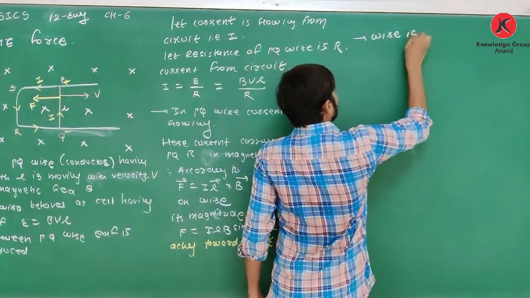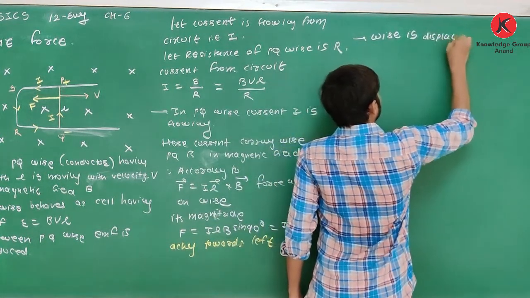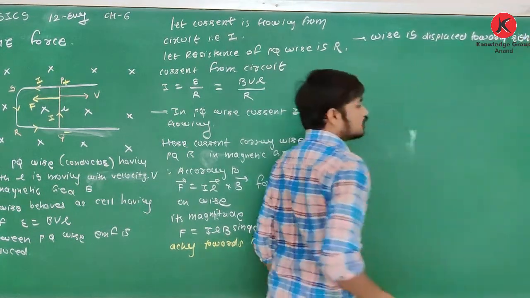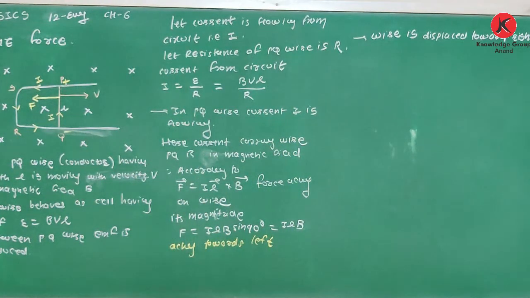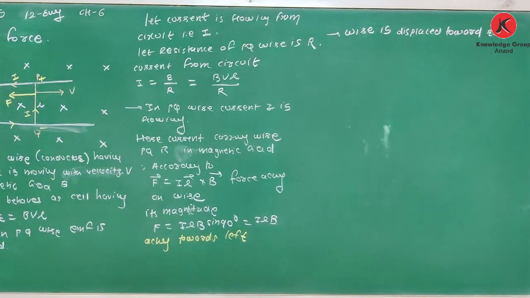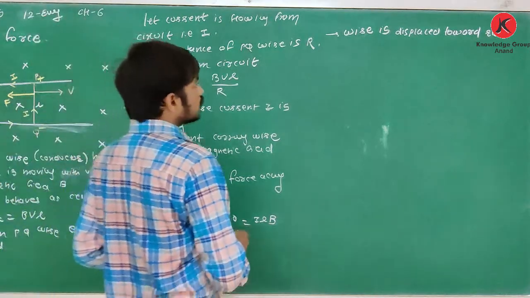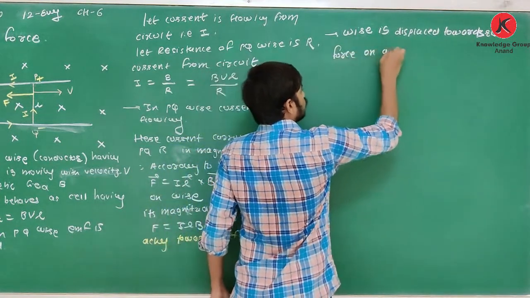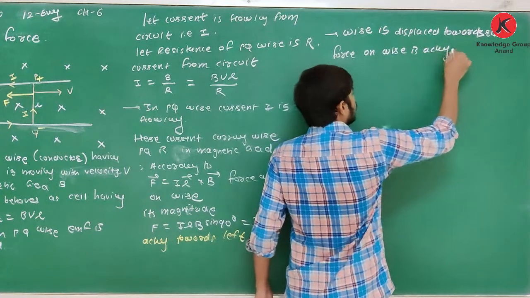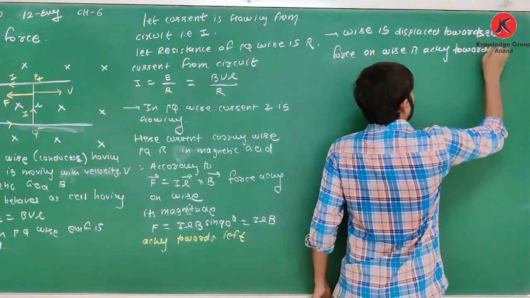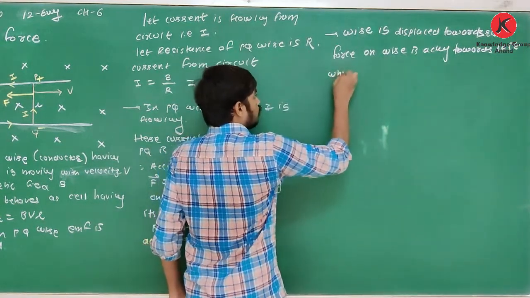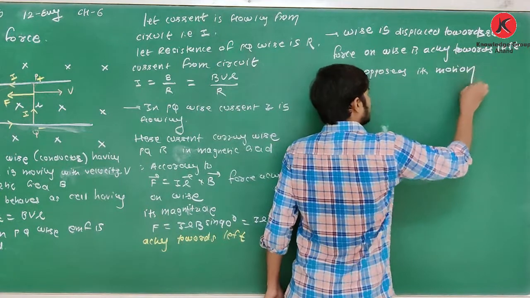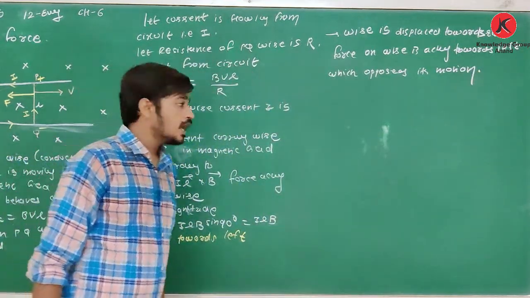Wire is displaced towards right. Yes or no? Wire is displaced towards right. But force on wire is acting towards left, which opposes its motion, which opposes its cause.